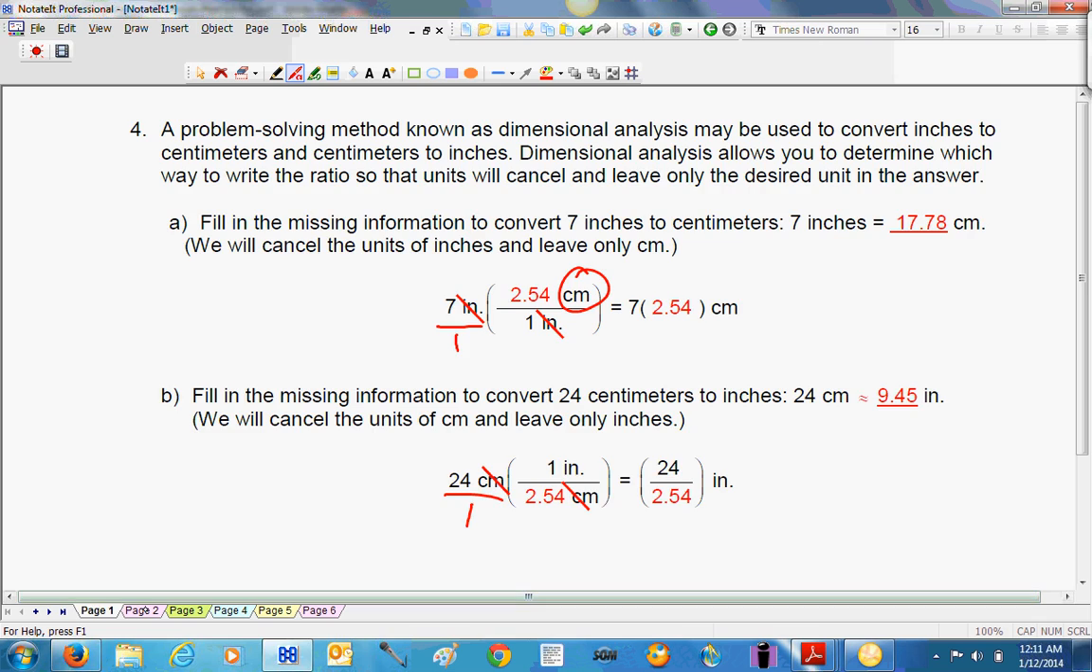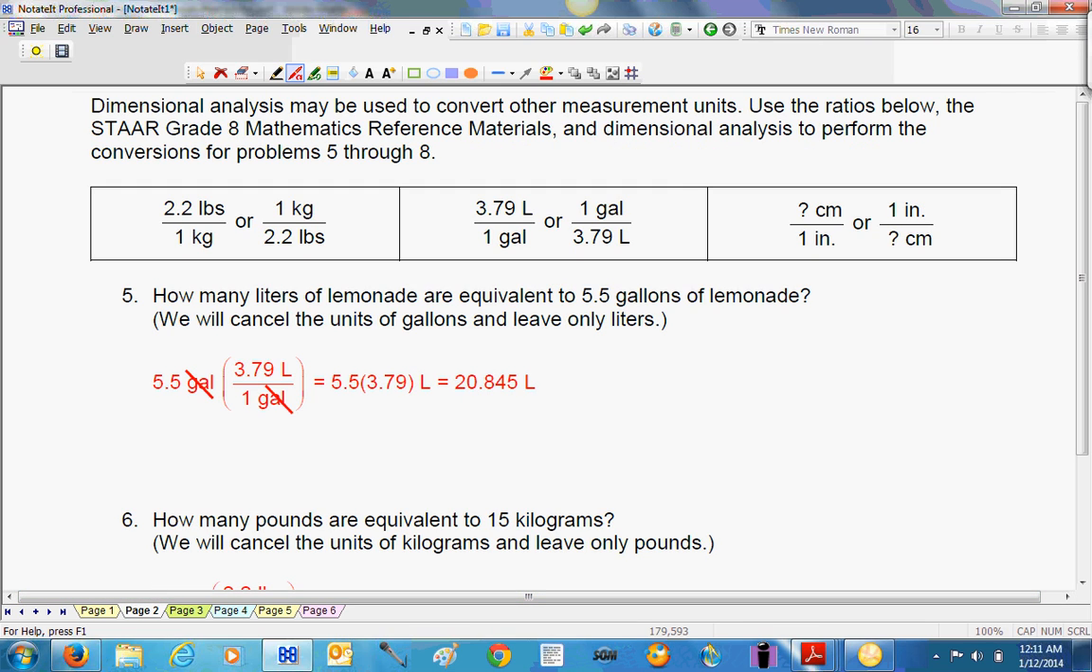Okay, page 2. Now this one, again, we're just giving you insight on what dimension analysis does. But again, we're going to convert to other units of measure, and we're going to use this particular ratio that they're giving us here. And then please pull out your STAR 8th grade math reference material chart and see how you can perform. We're going to use this information for problems 5 through 8.